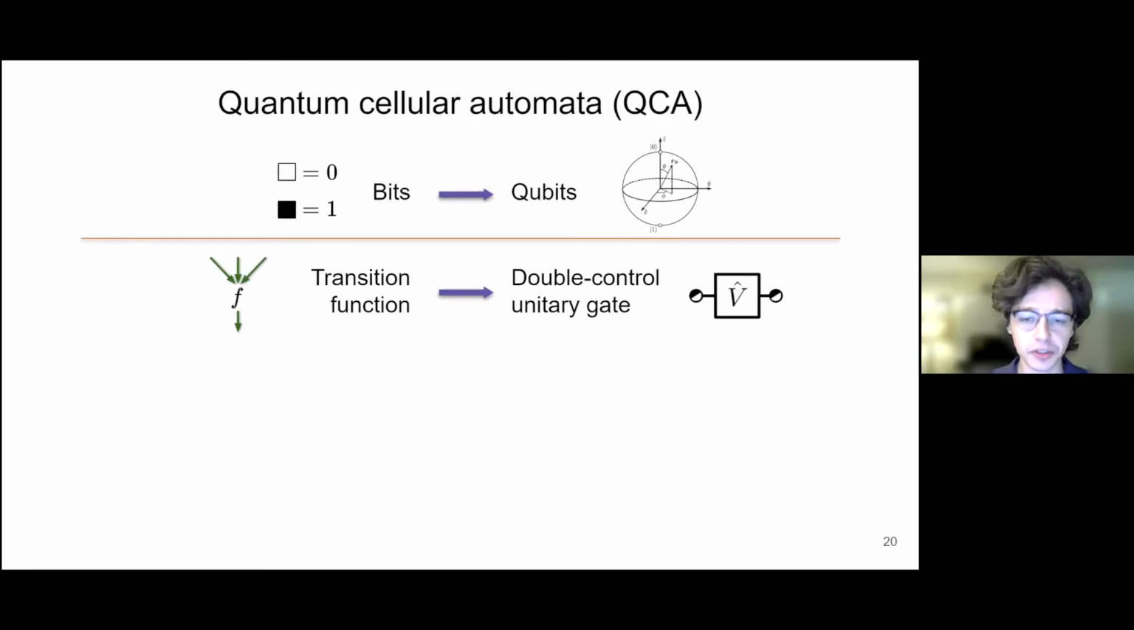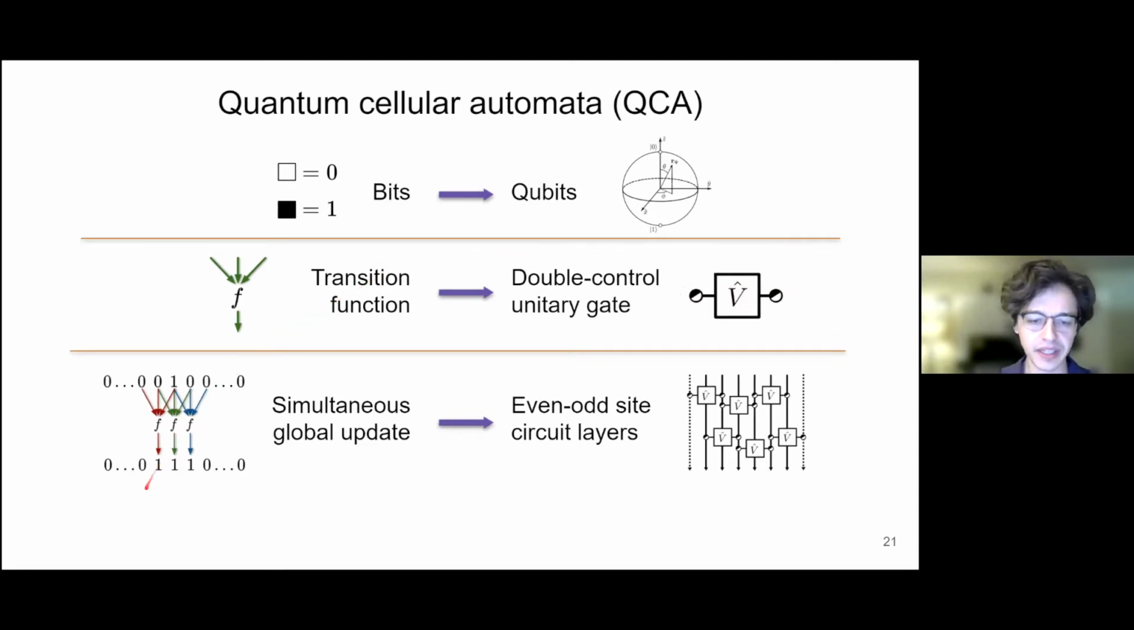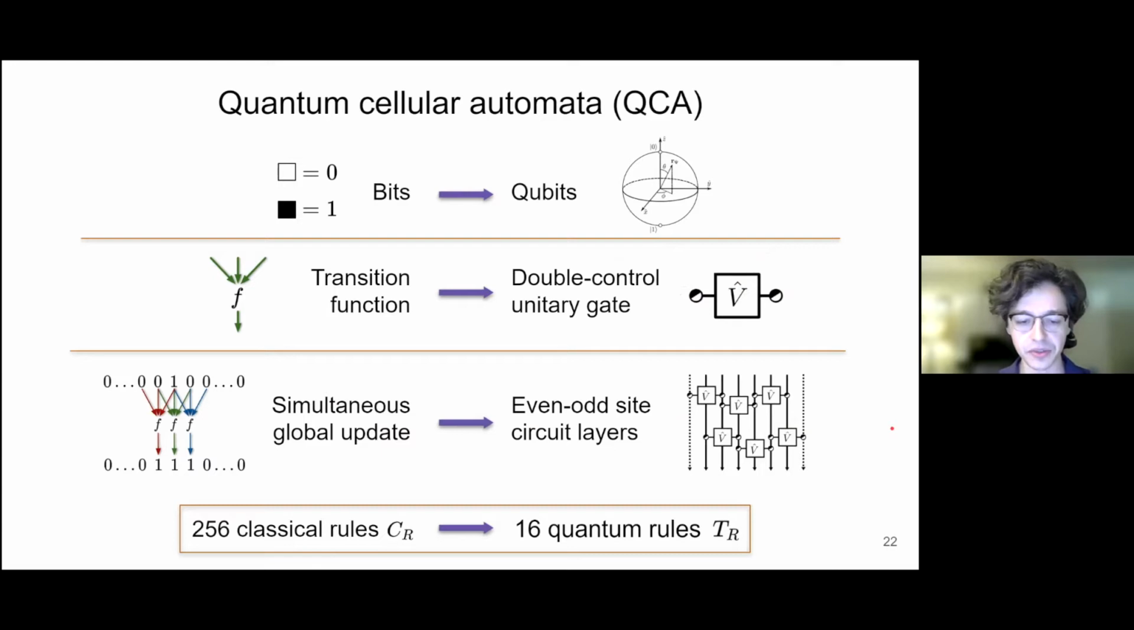Next, we'll trade that local transition function for a double controlled unitary gate, where conditioned on some left and right neighbors, we'll perform some unitary operation V on that center qubit. And we'll trade this simultaneous global update for an even-odd site circuit layer type update. If we follow through this procedure, those 256 classical rules, which we'll distinguish with a capital C, become 16 quantum rules, which we'll distinguish with a capital T.